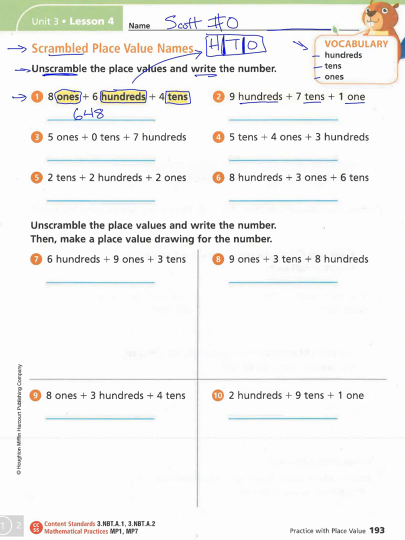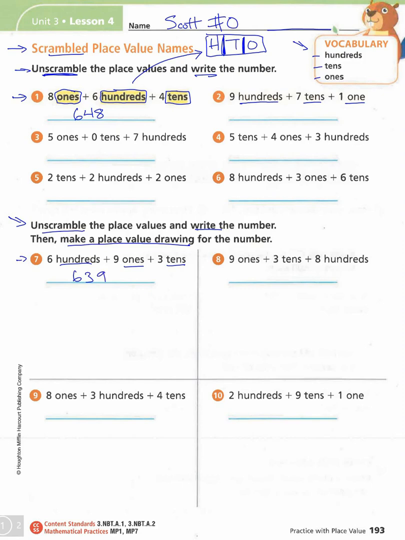All right. Good job. So now we're on this section down here. And we're still going to unscramble the place values and write the number again, but this time it also tells us to make a place value drawing for the number. So we're going to do the same thing we did up above. We're going to pay attention to the hundreds, right? We're going to pay attention to those labels. We're going to write the number. So I'm just going to go ahead and do number 7 here for you. So 6 hundreds, that goes first, but then we need the 3 tens and then we need the 9 ones.